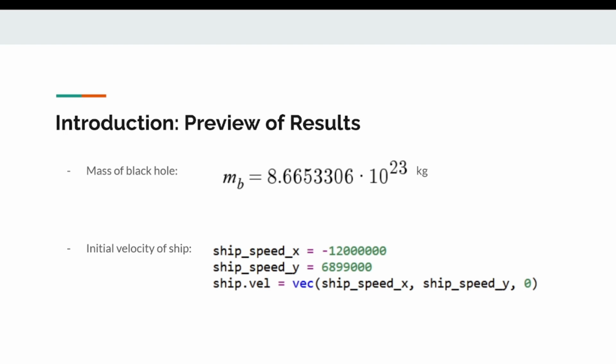So, a preview of the results. First, we have the mass of the black hole, which is around 8.67 times 10 to the 23rd kilograms. We have the initial velocity of the ship, which in the x direction is around negative 12 million, and in the y direction is around 6.899 million.